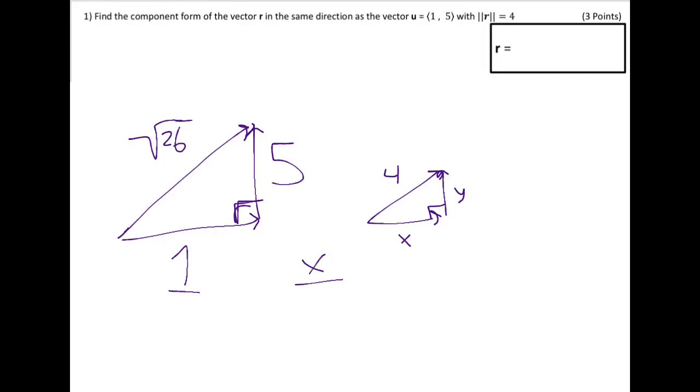Let's say x over 4 equals 1 over the square root of 26. First off, notice I put the x in the numerator because that's what I'm trying to find. That just makes my life easier. And I took the horizontal component of the small one divided by the vector. And then over here I took the horizontal component divided by the vector right there.